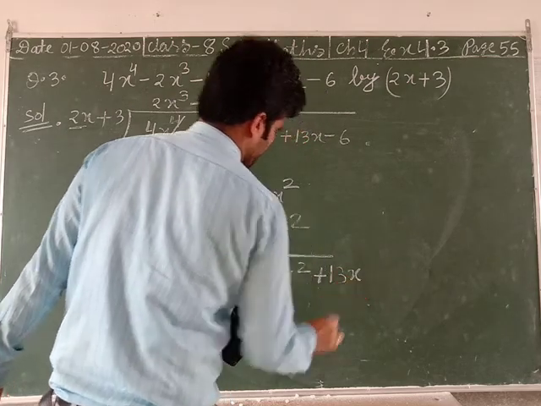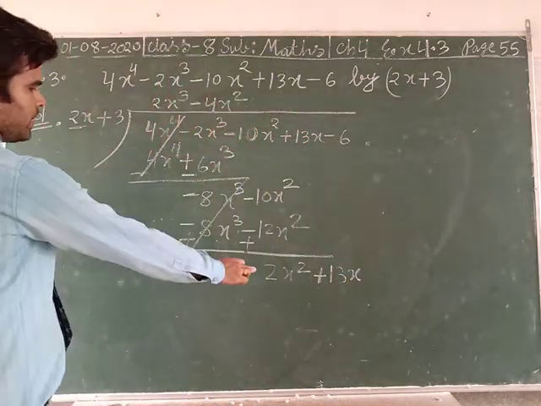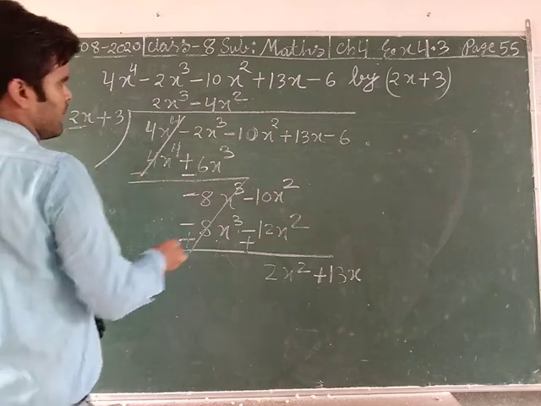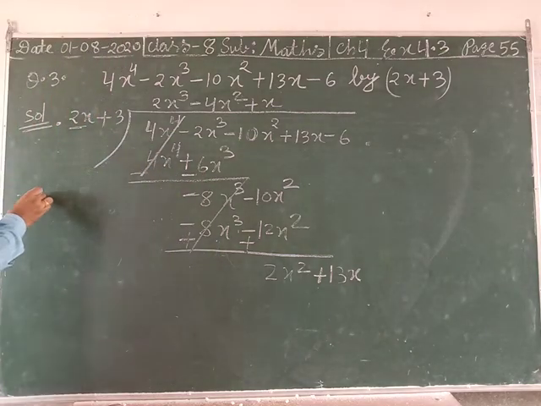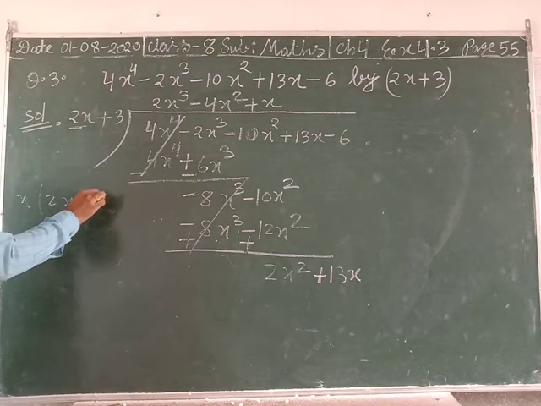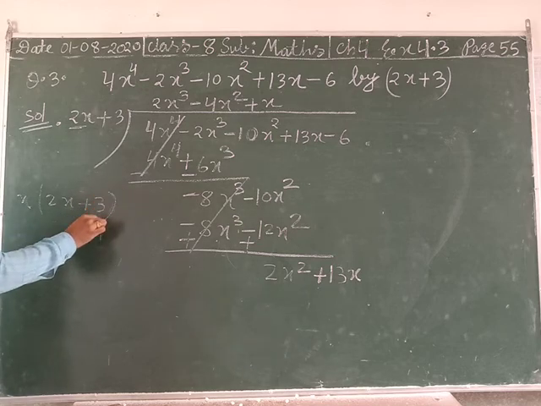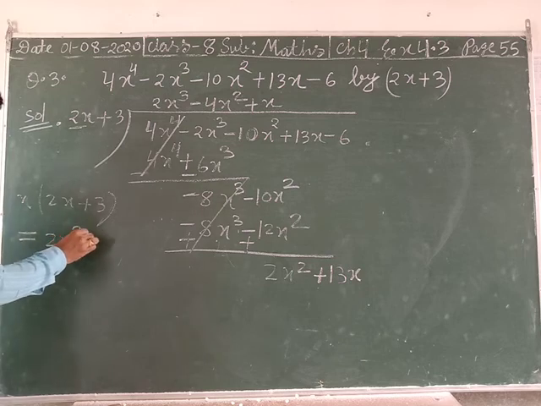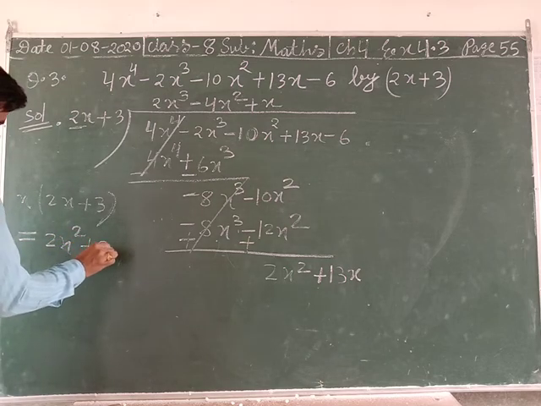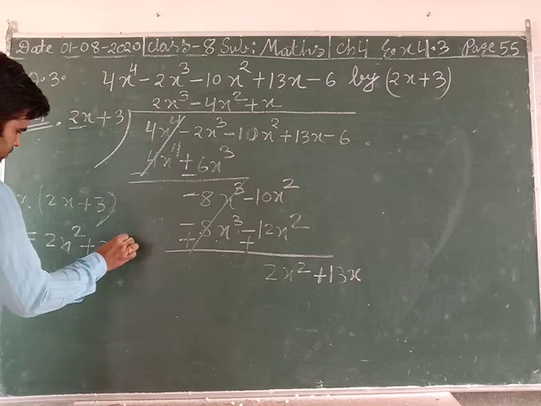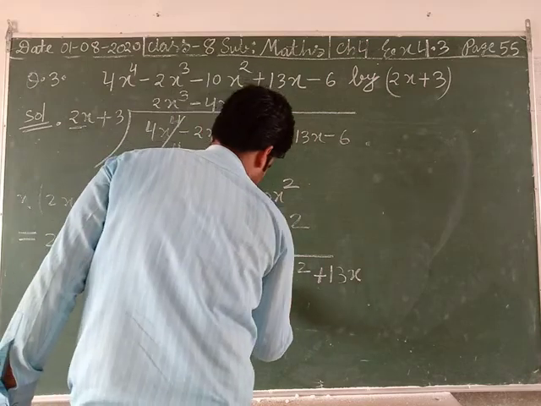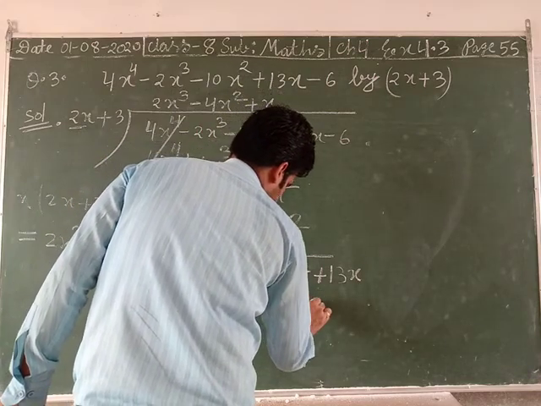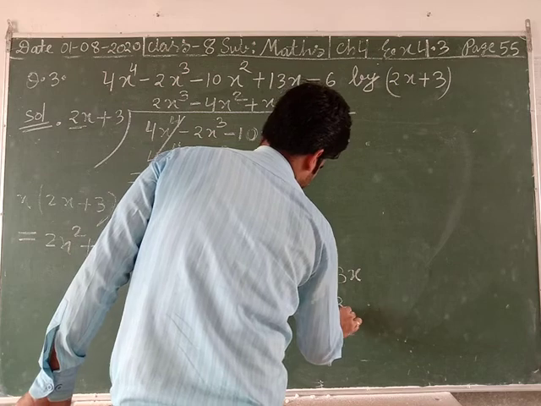Now students, 2x square and we have to carry plus 13x. So students, here is 2x square and here is 2x. So we have to multiply by plus x only. So see, if we multiply 2x plus 3 by x, then it becomes 2x square plus 3x. So students, it becomes 2x square plus 3x.